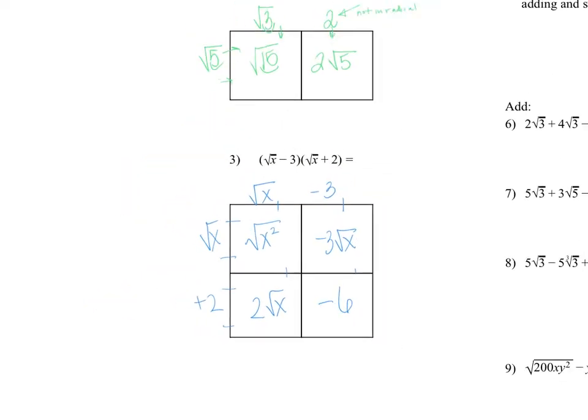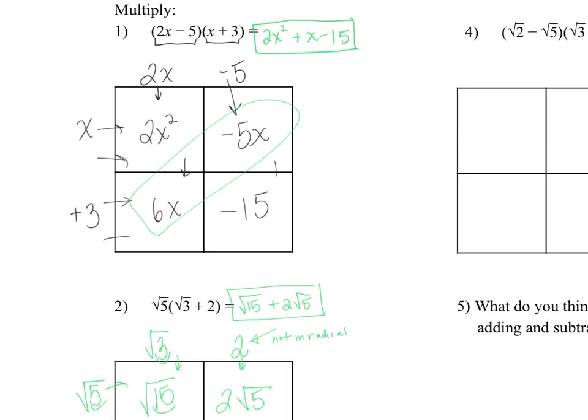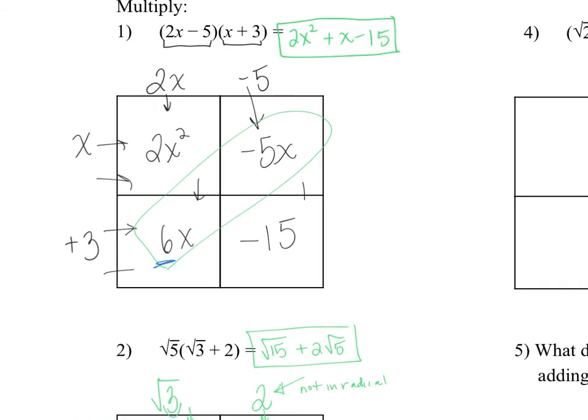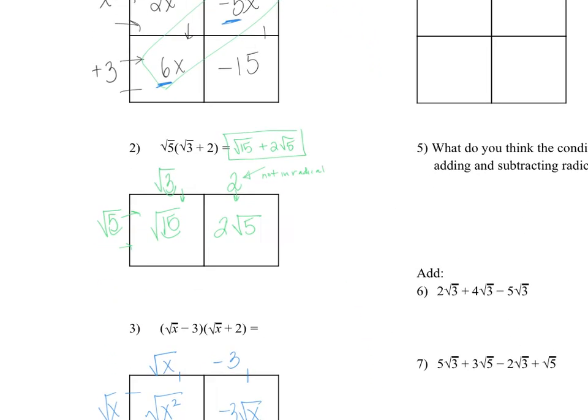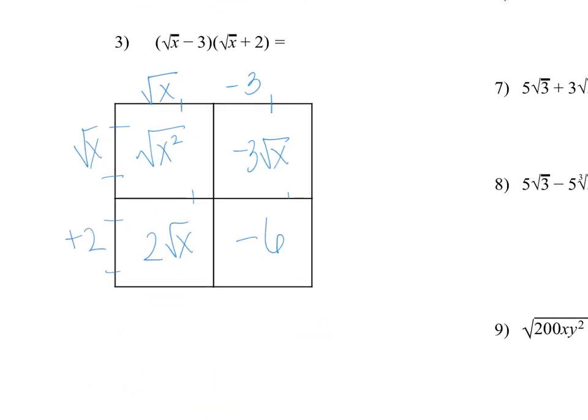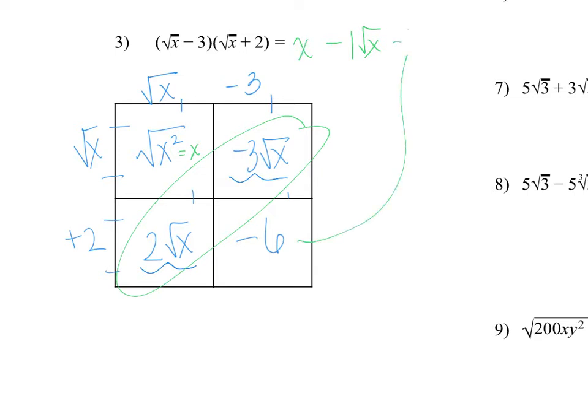Similar to what you saw up above, we combined 6x and negative 5x to make that single 1x because those were like terms. And so down here, we have 2 of these radical x's and negative 3 of these radical x's. These are like terms as well, where we're going to get negative 1 of those radical x's left. Now, the square root of x squared can simplify to be x. So I'm going to write x there, and then negative 6 goes here. So we can see where everything comes from. And that would be my final answer.